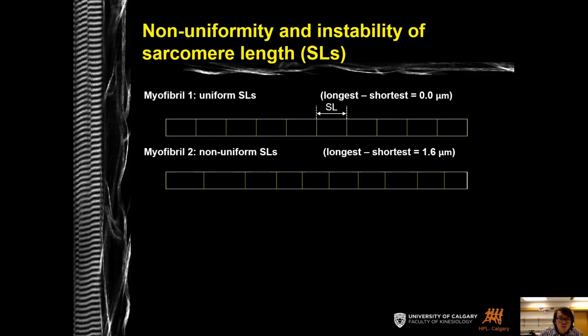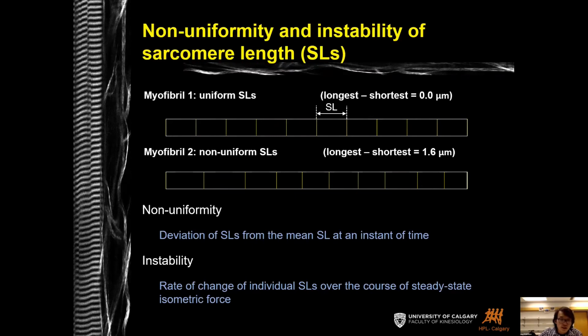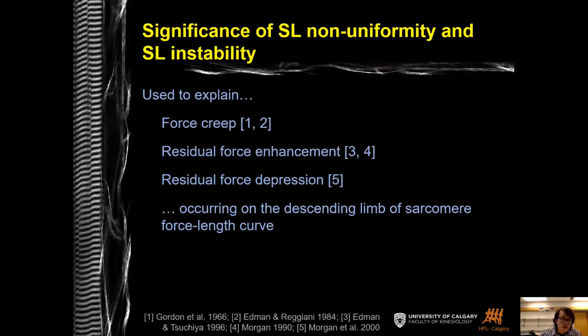With the example, we define sarcomere length non-uniformity as the deviation of sarcomere lengths from the average value in a group of sarcomeres at an instant of time. Sarcomere length instability indicates the rate of change of individual sarcomere lengths over the course of steady state isometric force. Sarcomere length non-uniformity and instability have played a major role in the explanations of some of the most important and fundamental properties of skeletal muscle, such as force creep, residual force enhancement, and residual force depression, which occurs on the descending limb of the sarcomere force-length curve.